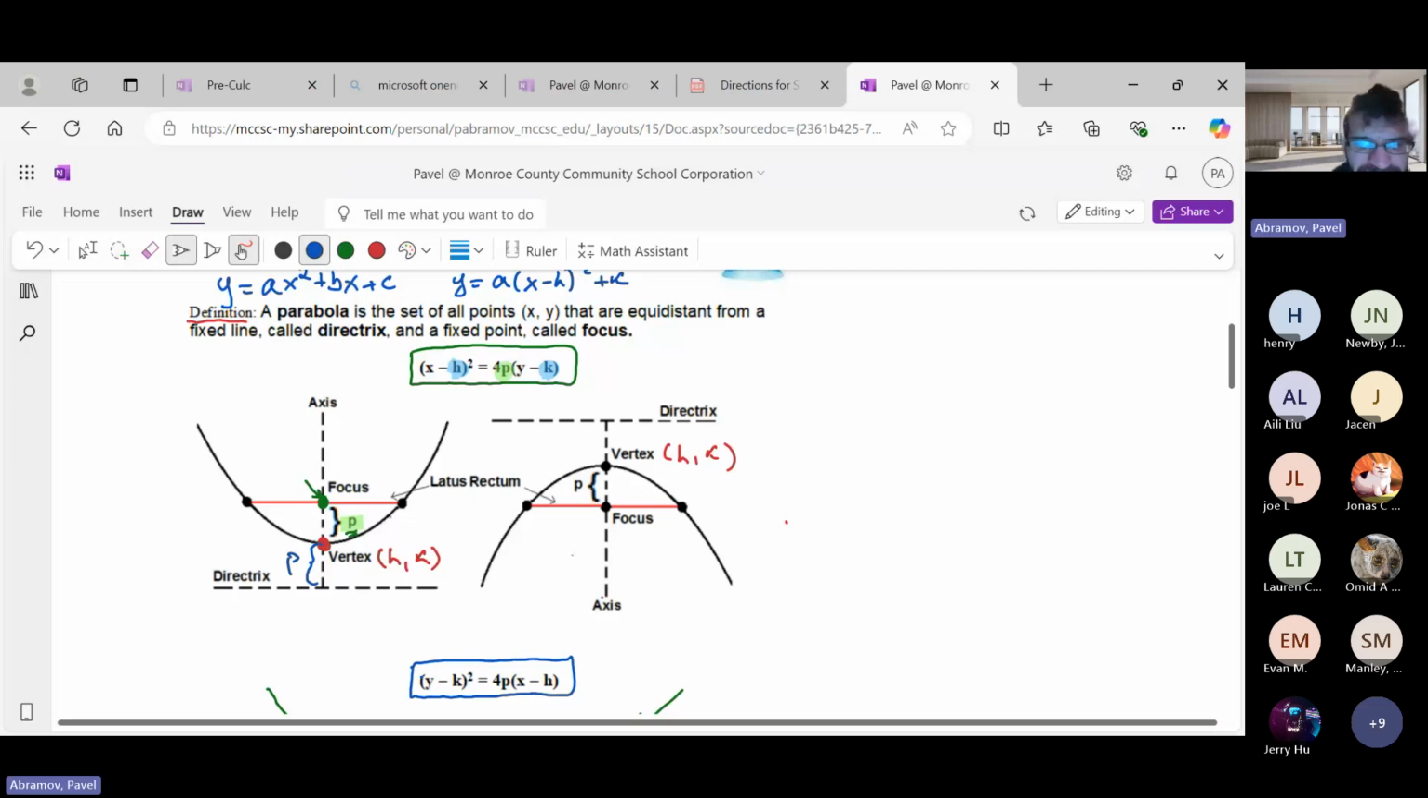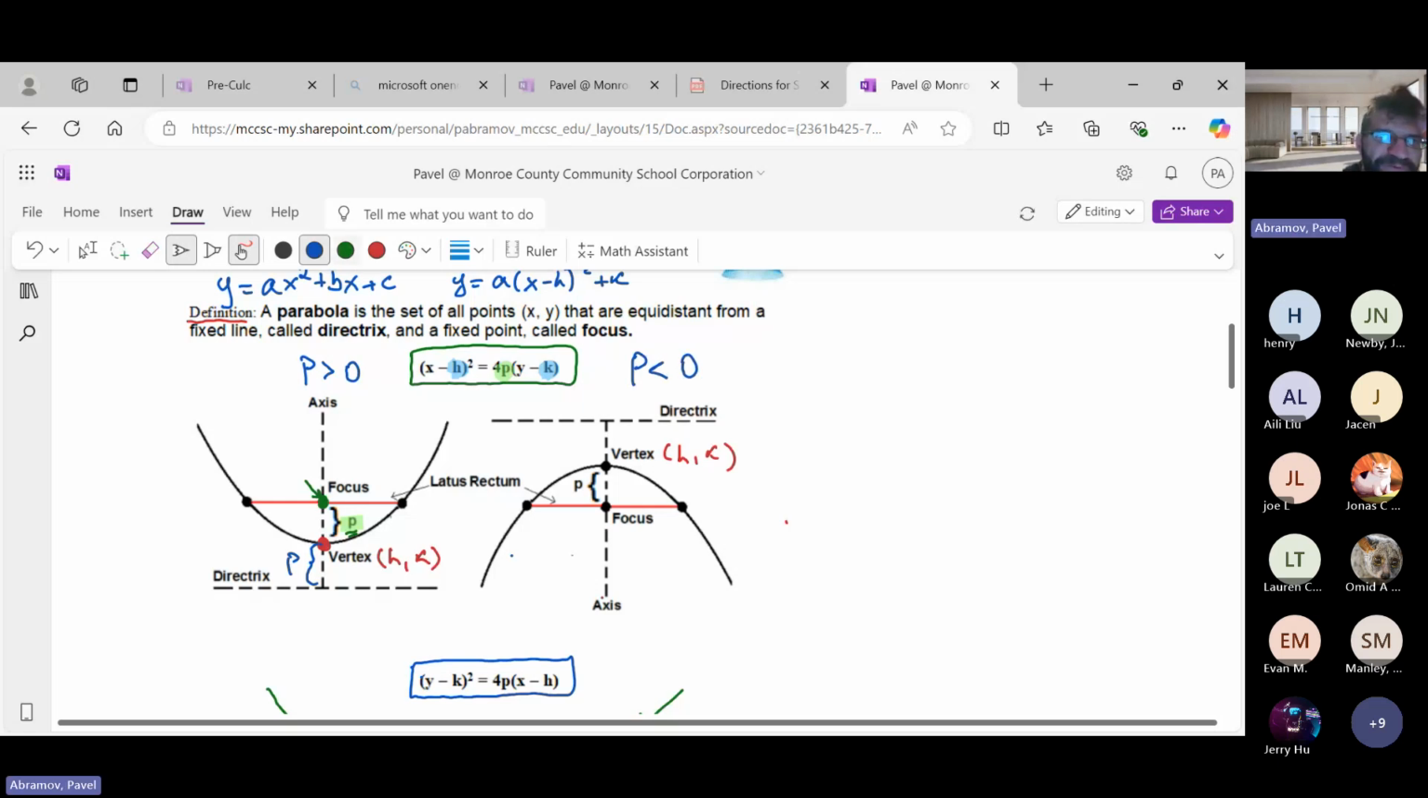Now, this p-value also has another important property. If our parabola opens upwards, then p is a positive number. So this will be positive. But if it opens downwards, then p will be negative.